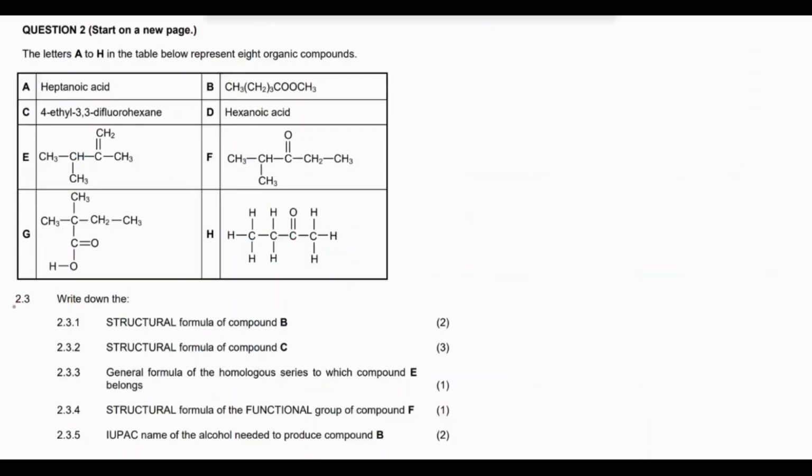All right, let's do 2.3. We're answering these questions using the given compounds. Right, 2.3.1. Write down the structural formula of compound B. Right, compound B. What is the structural formula? The structural formula is showing us which atom is attached to which, right?